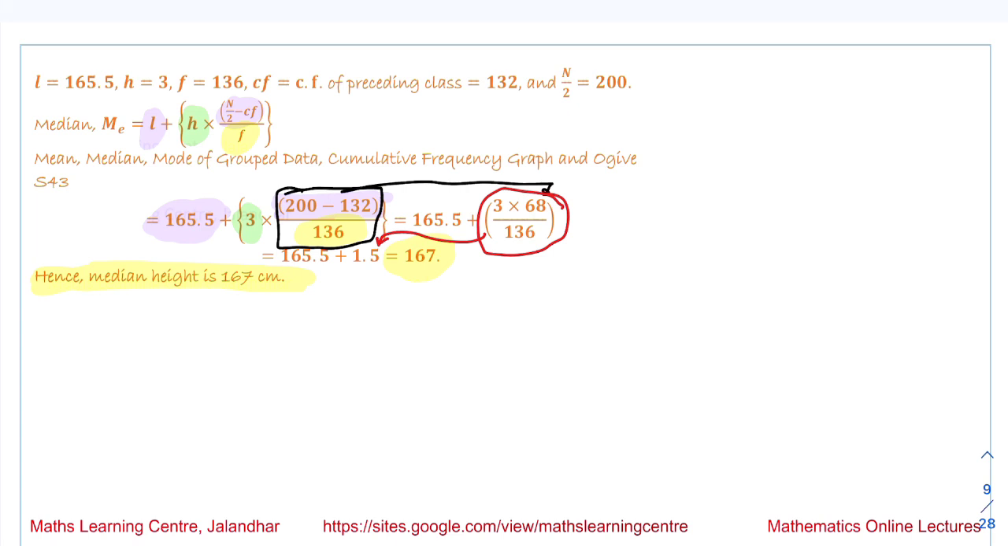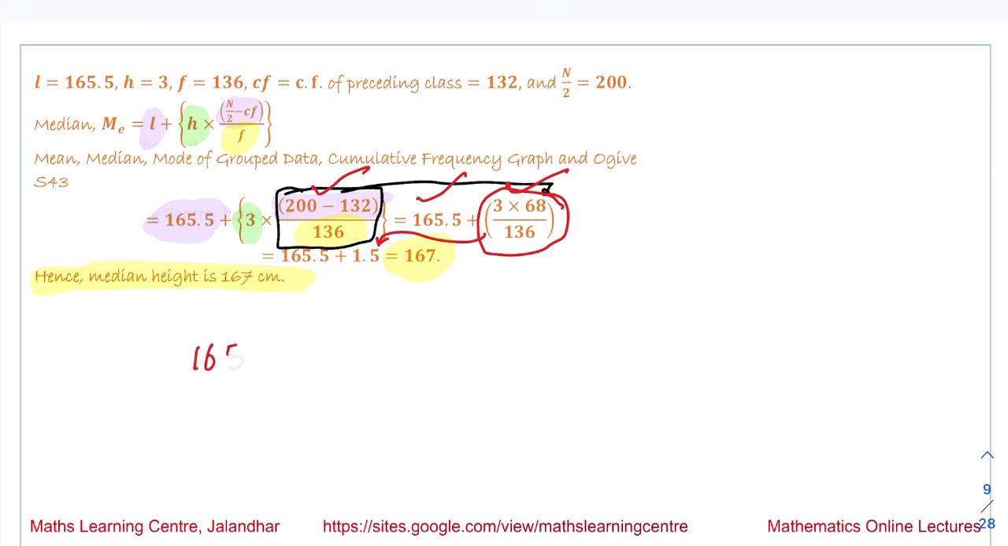I am again repeating over here that you must keep in mind how these brackets are to be solved. These brackets I am talking about. First of all, you have to multiply the terms, then you will add the terms. This is a very common mistake that students commit.